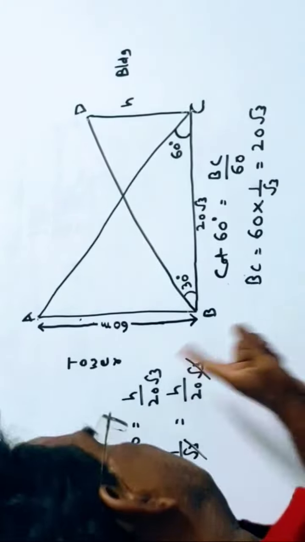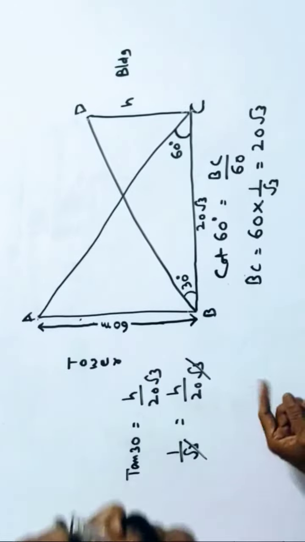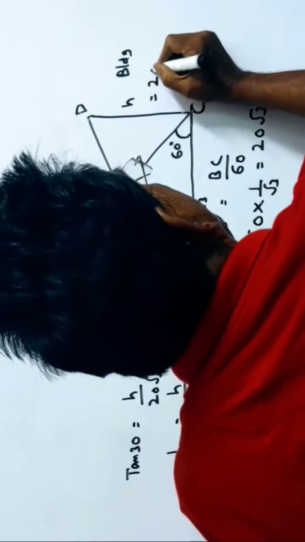Root 3 gets cancelled. So the height of the building is equal to 20, friends. h is equal to 20 meters.